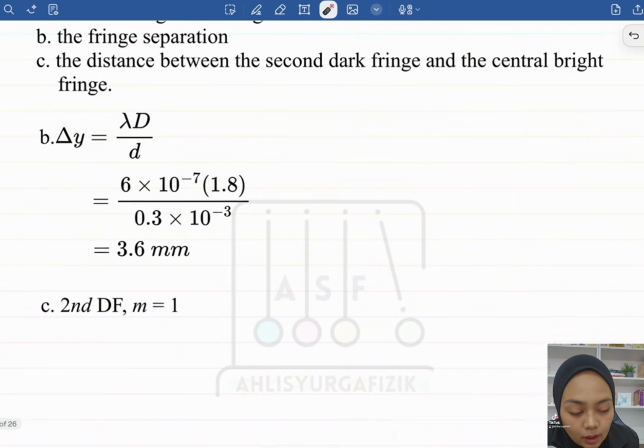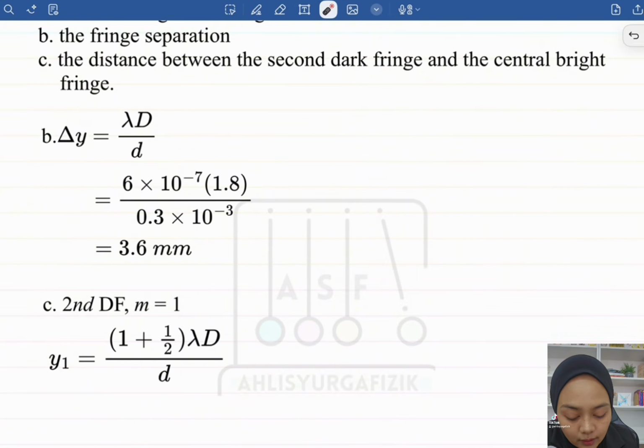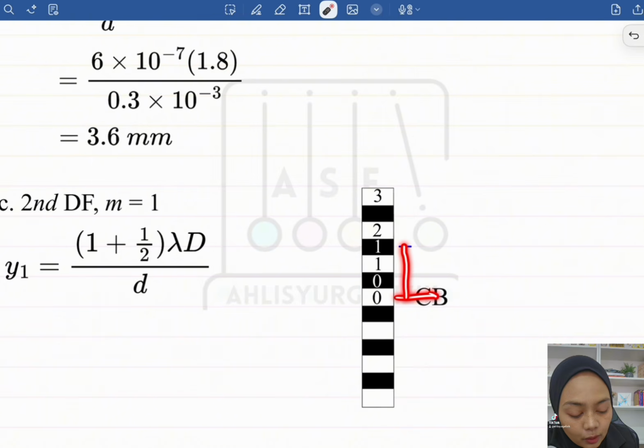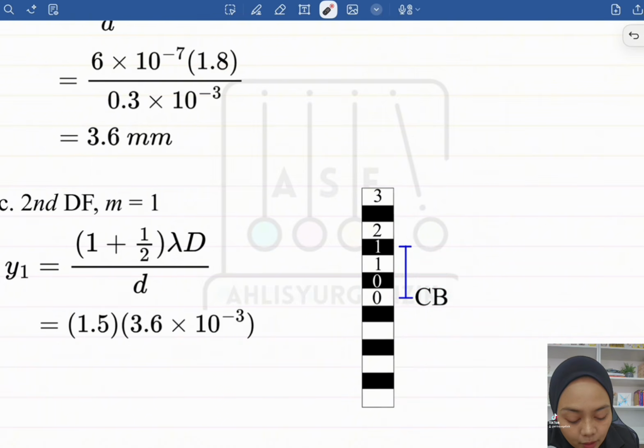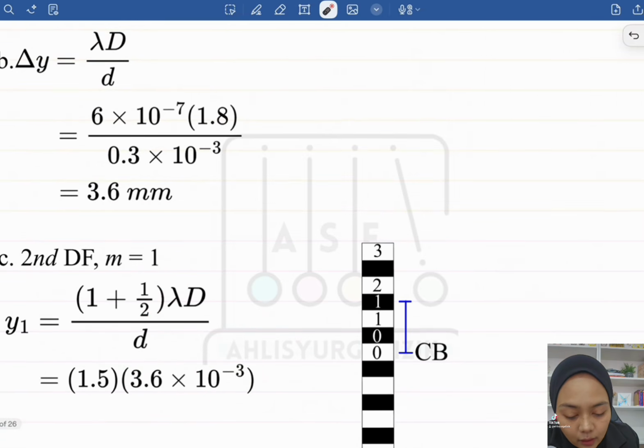The equation that we're going to use is y1, because first order, equals (1 plus half) lambda D over d. You see here we have central bright and then we go to the first order, so this is y1 dark fringe basically. What I did here, I used 3.6 times 10 to the power negative 3. What is this? This is actually delta y, if you notice. I just took the value of lambda D over d and put it back into here, and then I just multiply with 1.5. And for that, the answer is 5.4 millimeters.